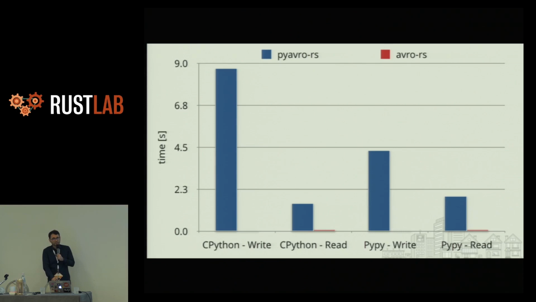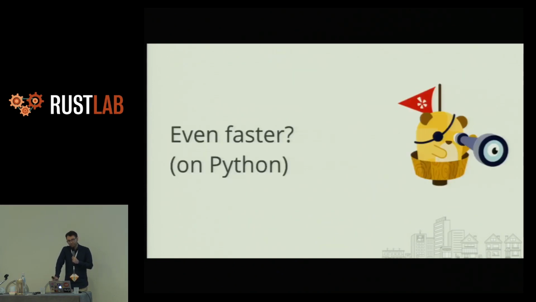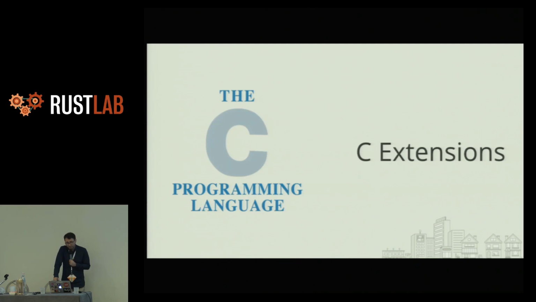You know, Rust is fast as hell. Now, if you were at EuroPython last year, this would have been the end of the talk. But Flav had more free time. So can we make it even faster on Python? Faster than Rust doesn't really make sense. Yes, we can. So you remember C extensions?